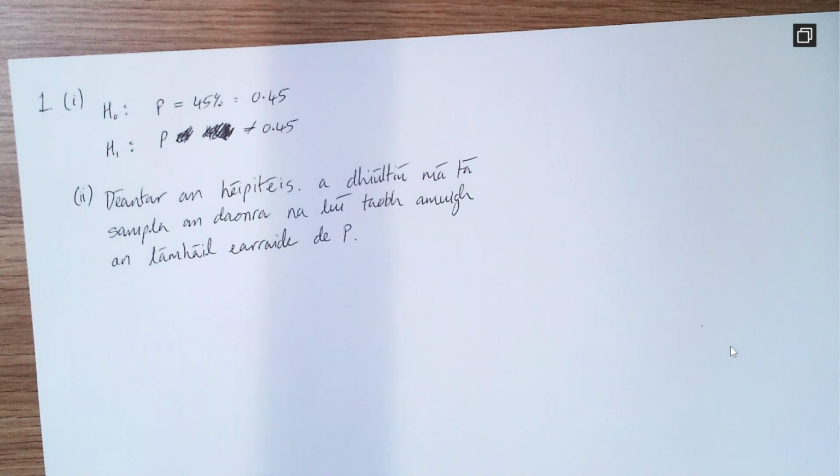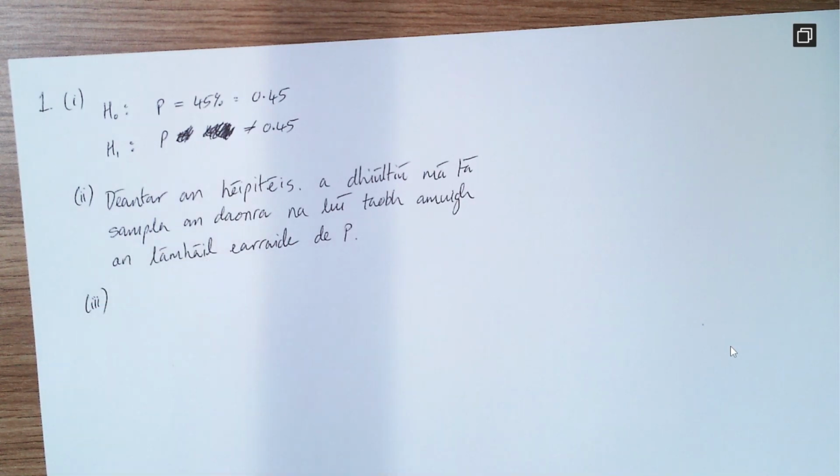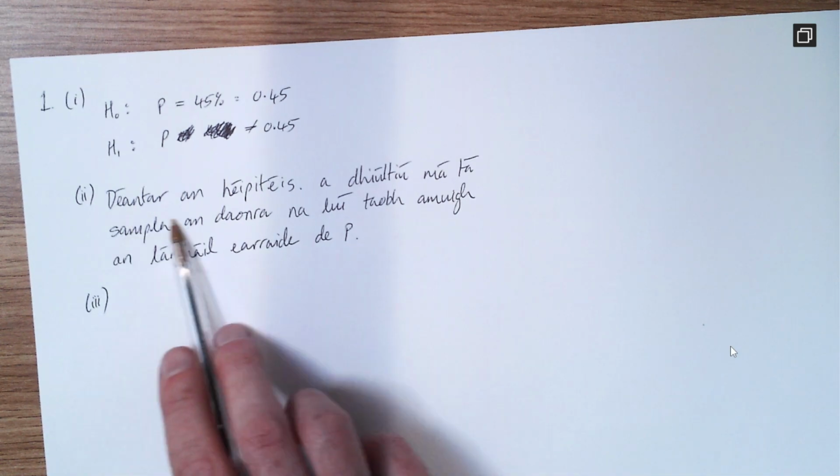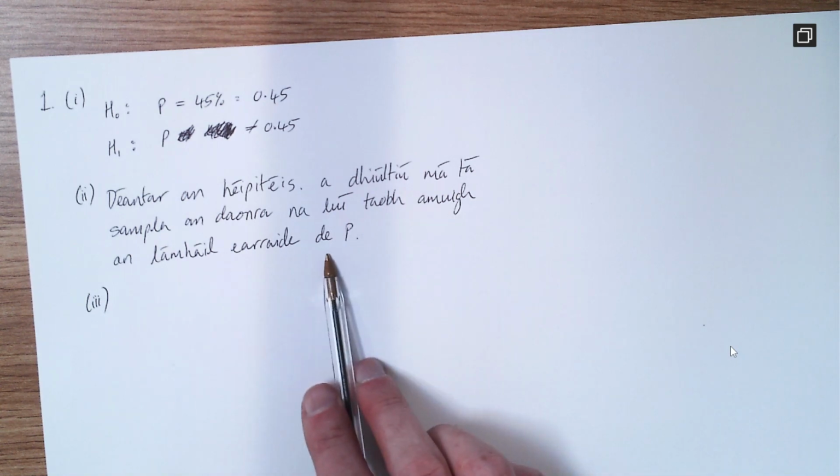Now, on what basis should the hypothesis be rejected or not rejected? So we reject the null hypothesis if the sample proportion lies outside the level average of the P.